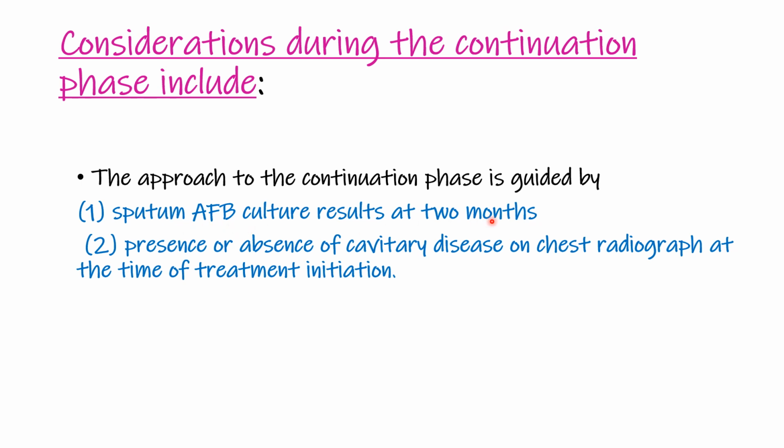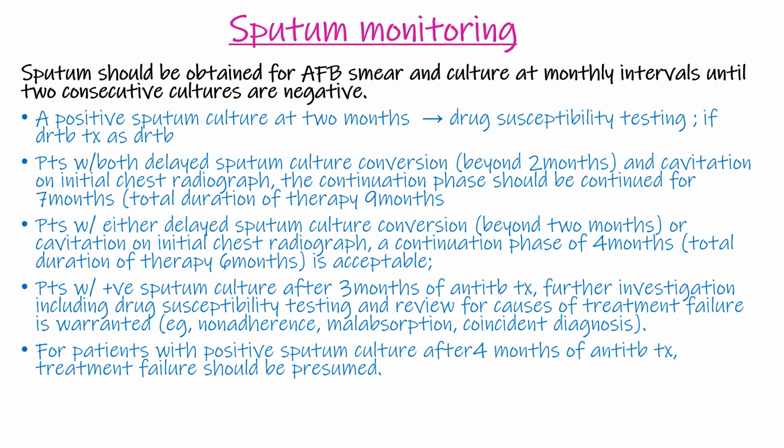We have said that we'll do them at 2 months, or if you had cavitation on a chest X-ray at the time of initiation of treatment. So let's just go slowly. This slide is intensive and has a lot of content in it, so I'll read and explain slowly as we go on. Sputum should be obtained for smear and culture at monthly intervals until you have 2 consecutive cultures which are negative. Understood?